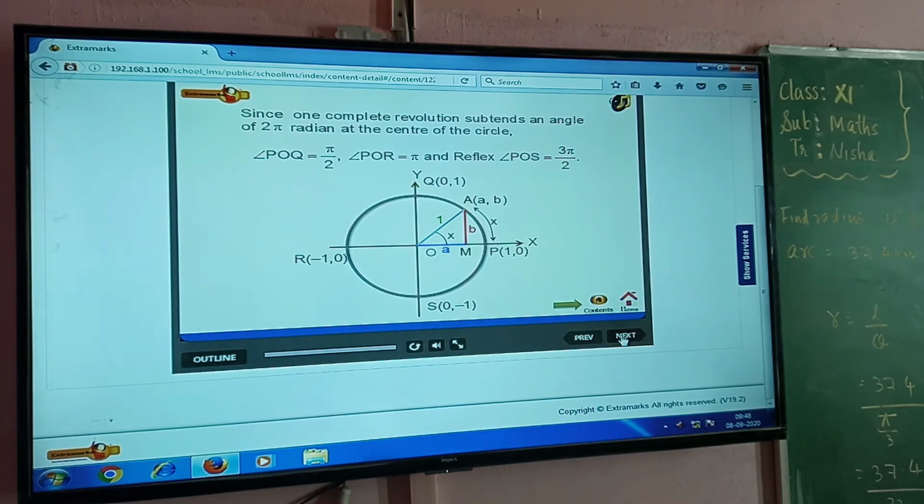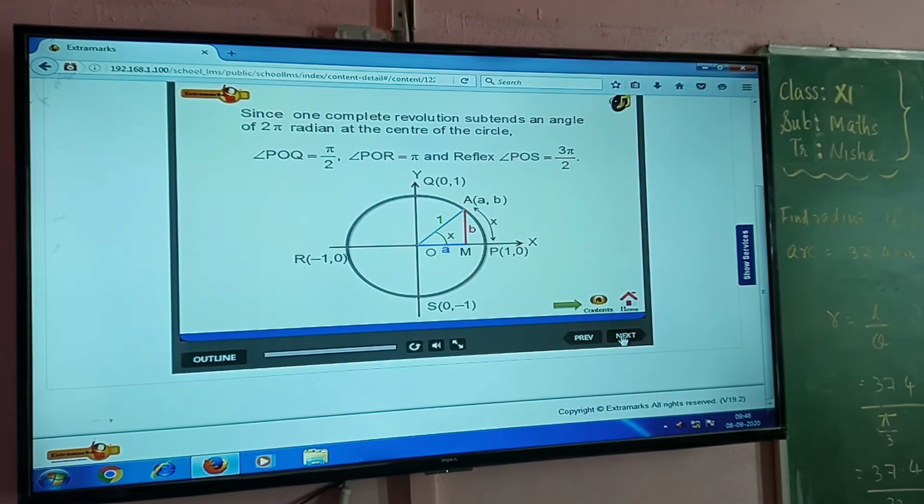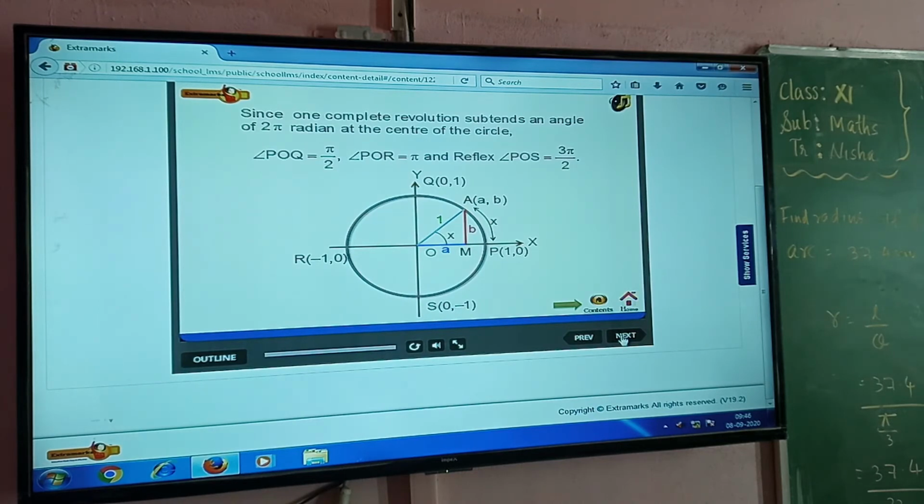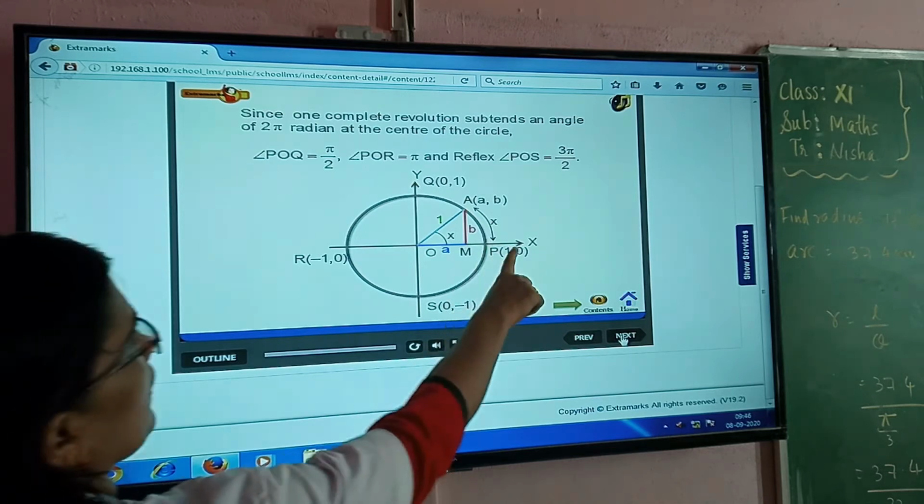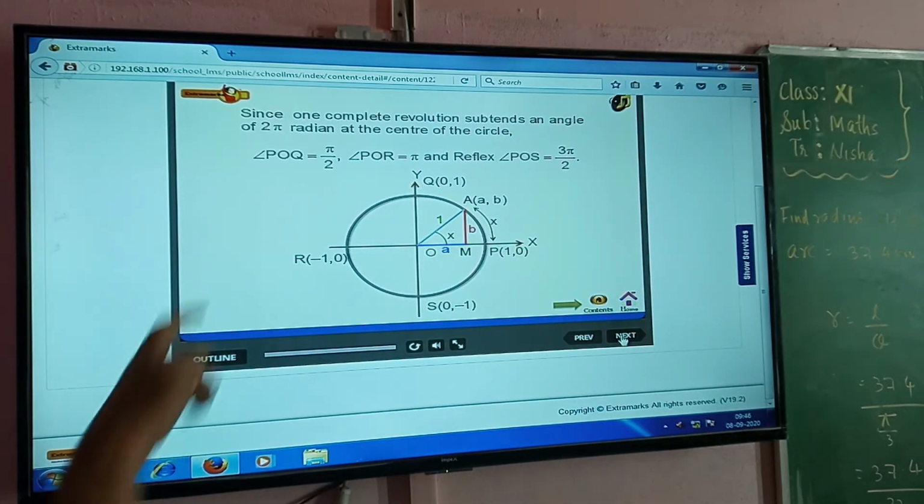Children, here a unit circle is drawn. We know that one revolution is equal to how much degree? 360 degree. And 360 degree, how to write in radians? 2 pi. Okay, so for this complete revolution, we have the angle in radians 2 pi. Is it clear, children? Now let us move to angle POQ. POQ, right angle, 90 degree, how to write in radians? Pi by 2.